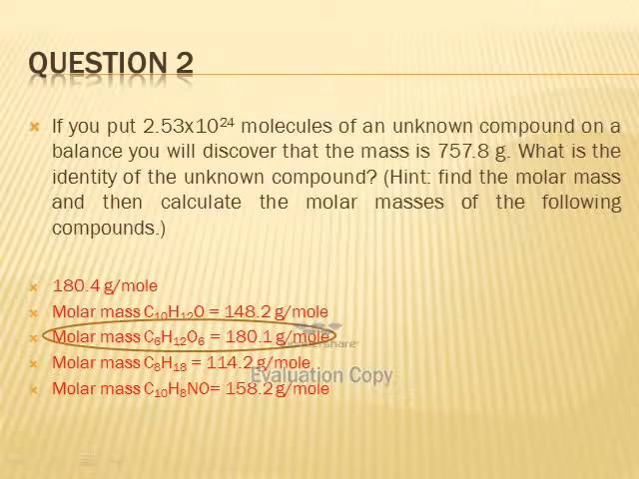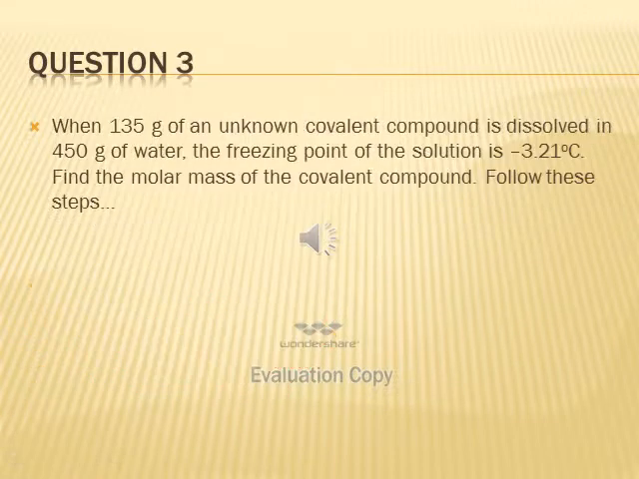Let's take a deep breath because the next problem is harder than the previous two. When 135 grams of a covalent compound is dissolved in 450 grams of water, the freezing point of the solution is negative 3.21 degrees Celsius. Find the molar mass of the covalent compound.